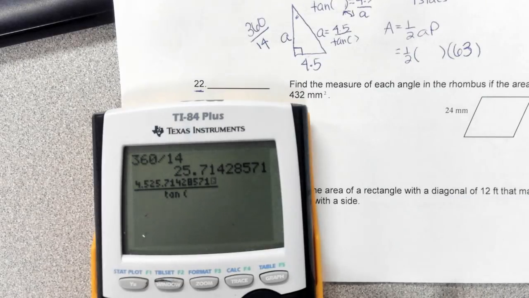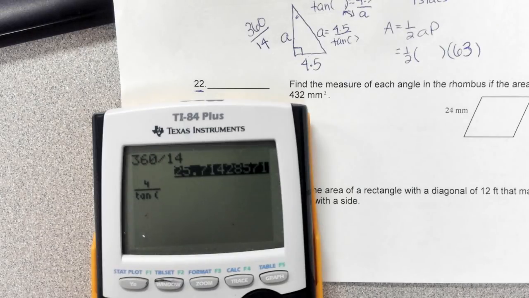Bam. Oh, no, that's not what I wanted. How does it do it? That's supposed to happen. Now it's on video. How do I do that? Just get the tangent and then just divide 4.5 by it first.